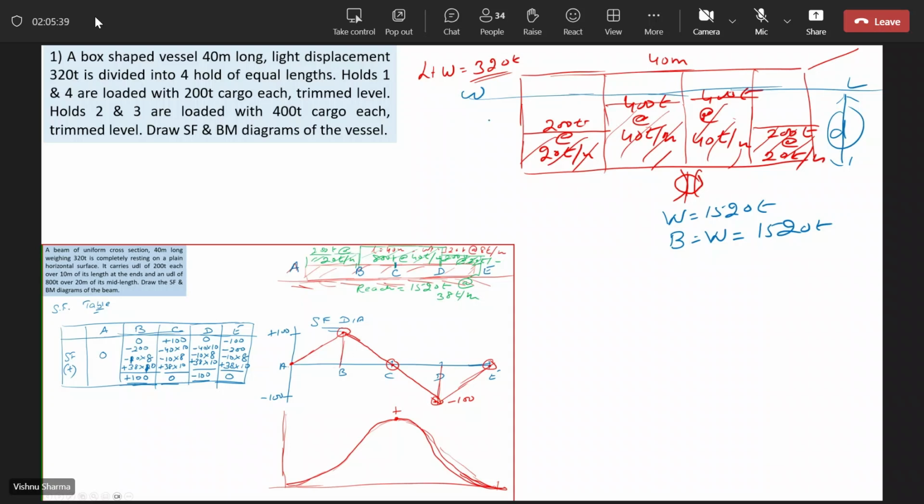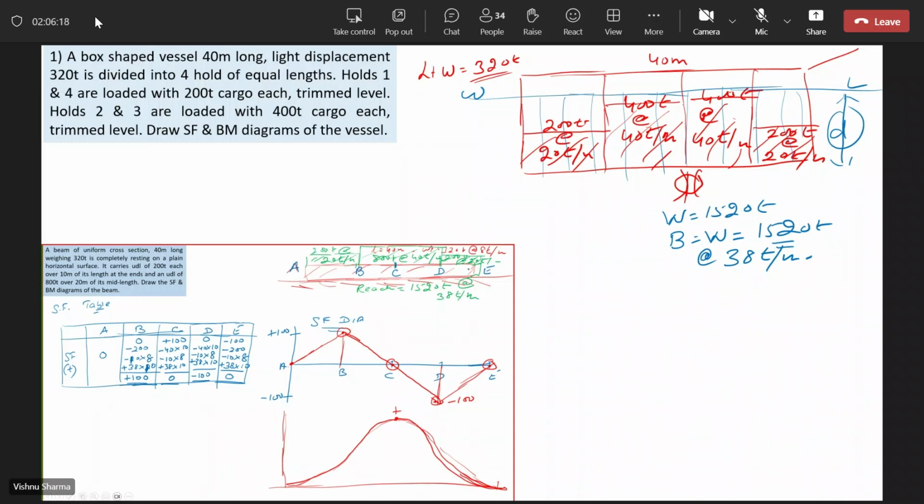Guys, tell me, it's a box-shaped vessel. So if I take every 1 meter length from one end to the other, is the volume displaced by every 1 meter same? Yes or no? Yes, sir. So what does it mean? That means buoyancy is uniformly distributed. Correct? Yes, sir. So that means this buoyancy of 1520 tons is uniformly distributed at 38 tons per meter, 1520 divided by 40 meters. Correct? Correct, sir.